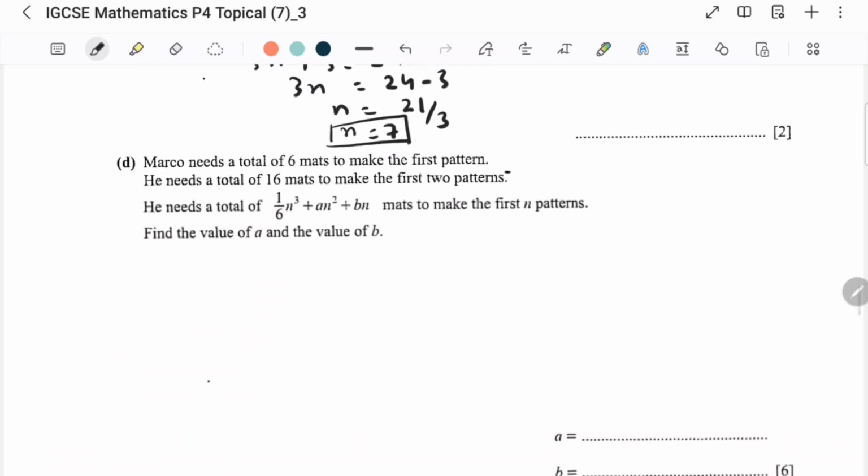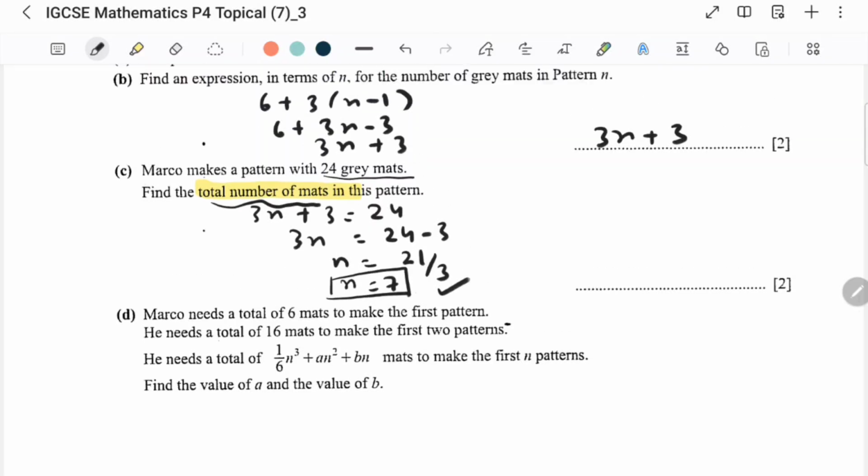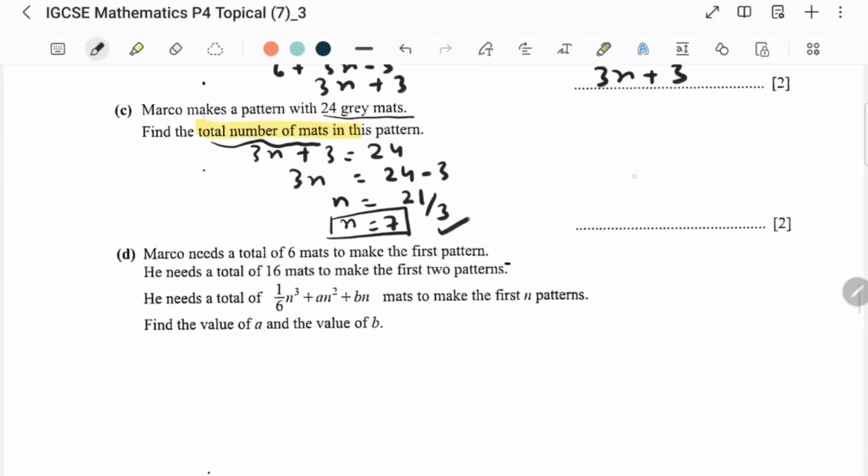Let's see what they are asking. They're saying Marco makes the 24 gray mats. We found that in the 7th pattern they'll have 24 gray mats. The total number of mats in this pattern, total number of mats, not the gray one. So the total number of mats is this line. In the 7th pattern we have the total number of mats as 45, so write down 45. With this help, for 24 gray mats we found the number of the pattern, and with this help we found in the 7th pattern how many total mats we'll have.